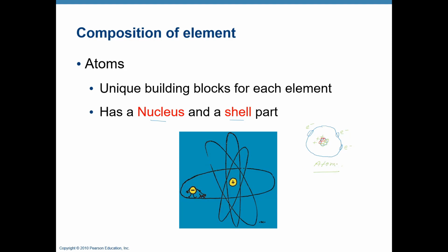Now, if for any reason the number of neutrons changes in the nucleus, for example, if from this nucleus we remove 1 neutron, then this nucleus has 3 protons and 2 neutrons, right? Because it has lost 1 neutron. That can happen.